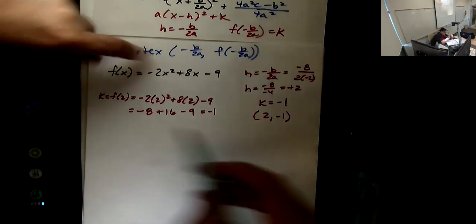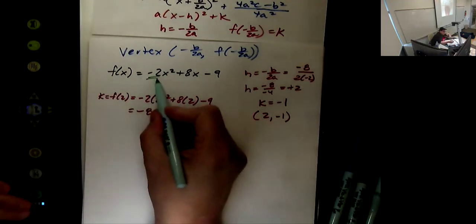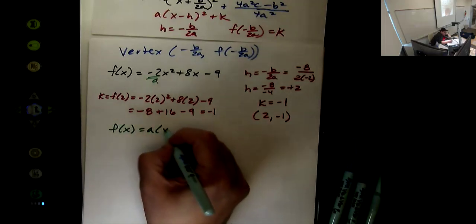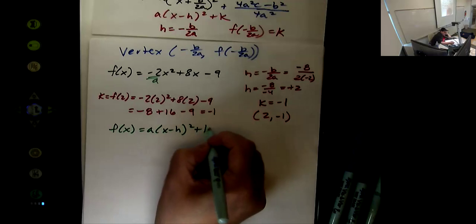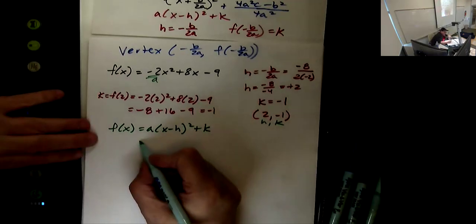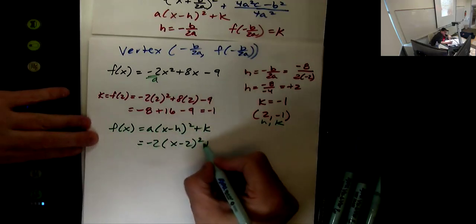My A is still what's out front. That's still A. So if I want to do A times X minus H squared plus K, I got my H and K right there, and I got my A up above. Negative 2 times X minus 2 squared minus 1.